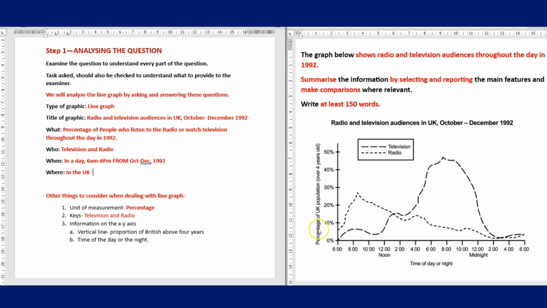So we stated that the vertical line shows the proportion, the percentage, of the UK population over 4 years old. And also the horizontal one shows the time of day or night. So this one gives us a whole view of the essay.